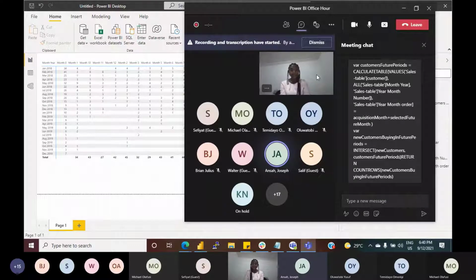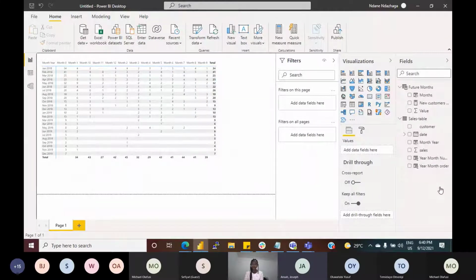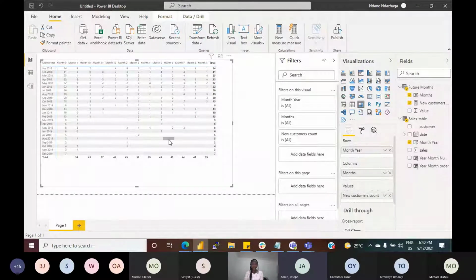Can you show which fields you have in the matrix again? Okay. So for your row, you have your months here, that is the months from your date table. It has already grouped it according to months. And then this is your future months, that is the following months from which the customer joined. And then your new customers count, using the unique identifier, which can be a name or email address of the customer. So you're able to count.